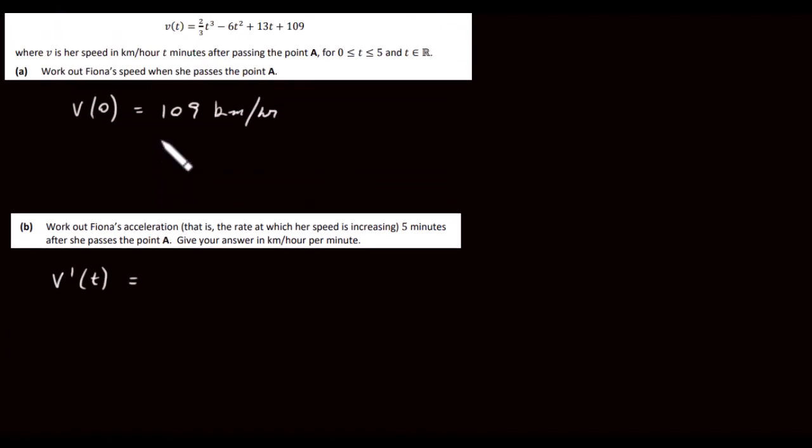When we differentiate this function up here, you bring down the 3. That'll cancel with this 3 here, and we're left with 2t squared. Bring down the 2 here, that'll give us minus 12t, and then we're left with 13 here. So this is her acceleration, and we want her acceleration 5 minutes after she passes the point A. So again, t is in minutes here, and our answer is in kilometers per hour per minute.